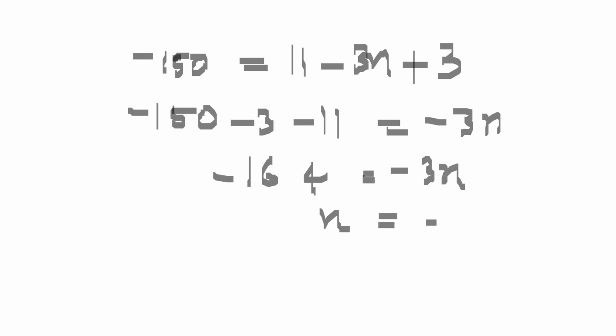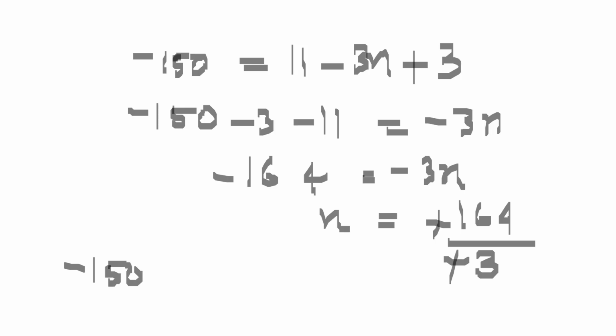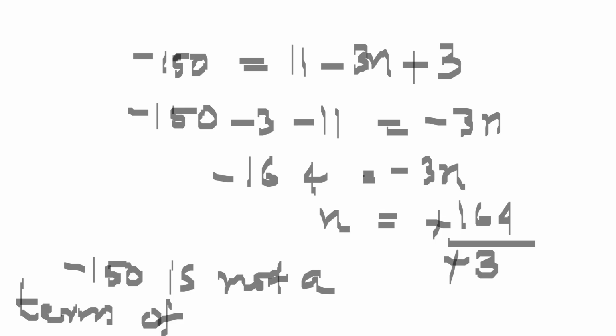So n equal to minus 164 by minus 3. So minus and minus will get cancelled and we are getting a fraction, 164 by 3. So n should be a positive integer, but 164 by 3 is a fraction. So minus 150 is not a term of the given AP.